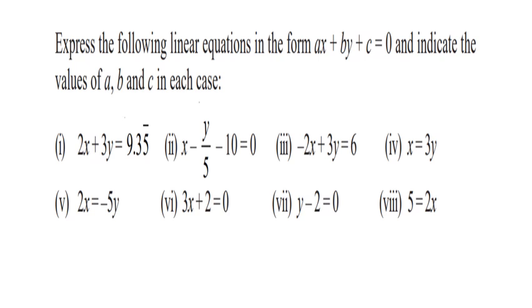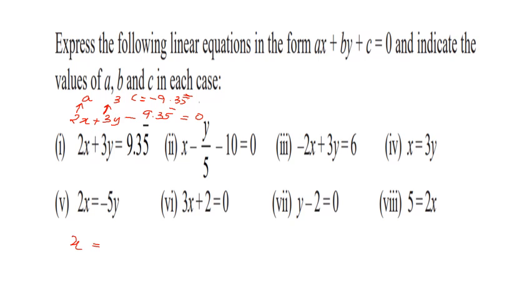Now how are you going to write it as ax plus by plus c? So we have to put this as 2x plus 3y. This has to come to the other side. It will become minus 9.35 bar equal to 0. Then what do you get? a equal to 2, b equal to 3 and c is equal to minus 9.35 bar. Isn't it easy?